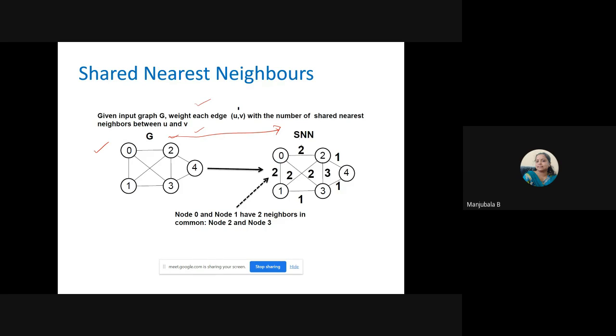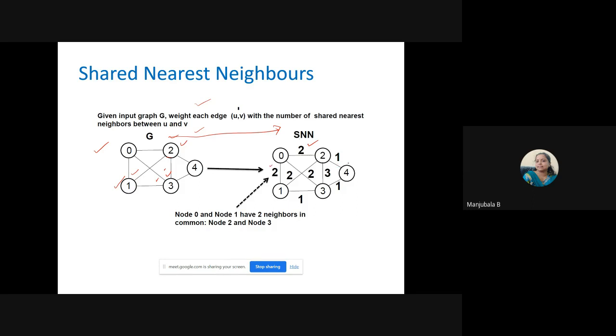Between 0 and 2, how many neighboring nodes are common? For 0, there is 1 and 3. For 2, 1 is there and 3 is there. So 2 neighboring nodes are common, and the SNN value between 0 and 2 is 2. Similarly, between 0 and 1, both 3 and 2 are common, so between 0 and 1 the value is 2.